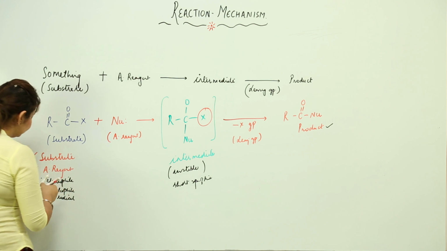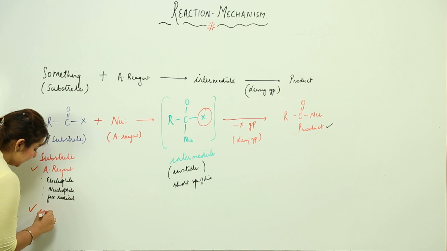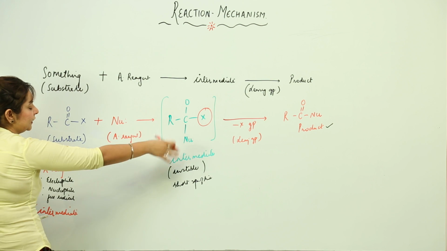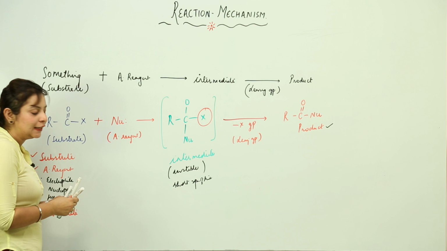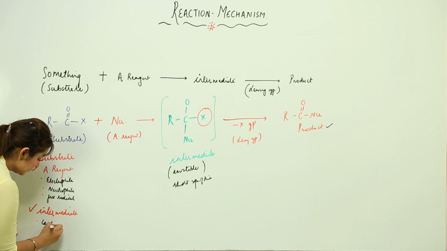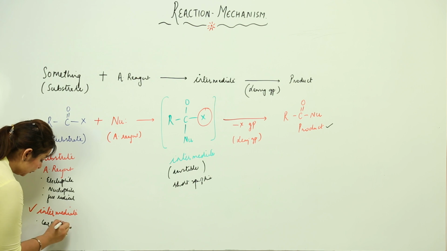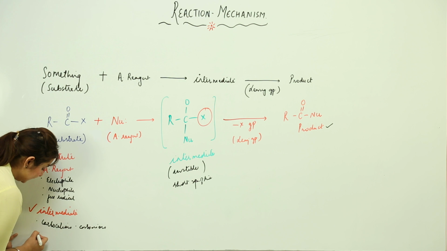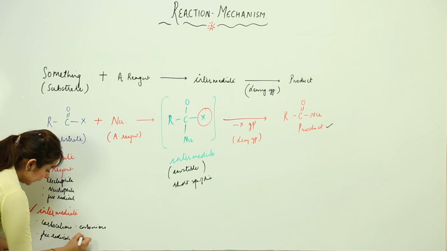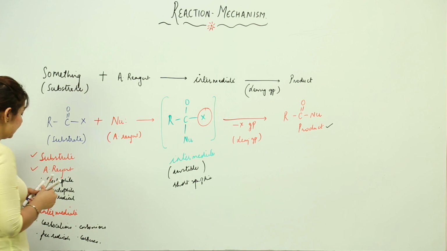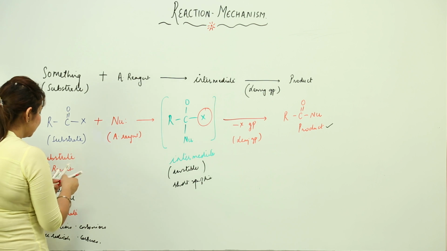Next we have the intermediate. I told you, it leads to the formation of the product, and it is very unstable. And there are types of intermediate: carbocations, carbanions, again free radicals, and we have carbenes. This is B. And then we get the leaving group.